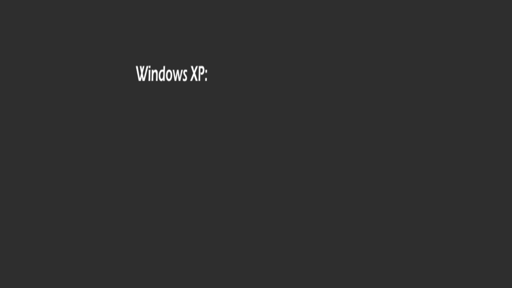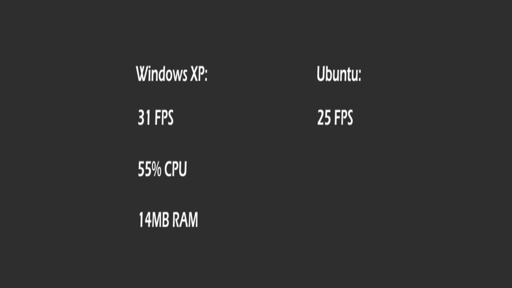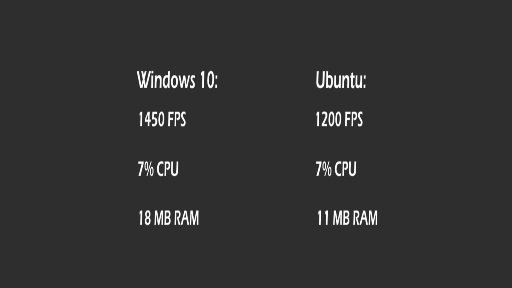I did some testing and the XP machine was running at an average of 31 frames per second with a 55% CPU usage and 14 MB of RAM. On the other hand, the Ubuntu machine was running just shy of 25 frames per second with 65% CPU usage and a surprising amount of only 10 MB of RAM. To have a better idea, I also tested my powerful home PC on Windows 10 and Ubuntu 16.10. It yielded similar results.